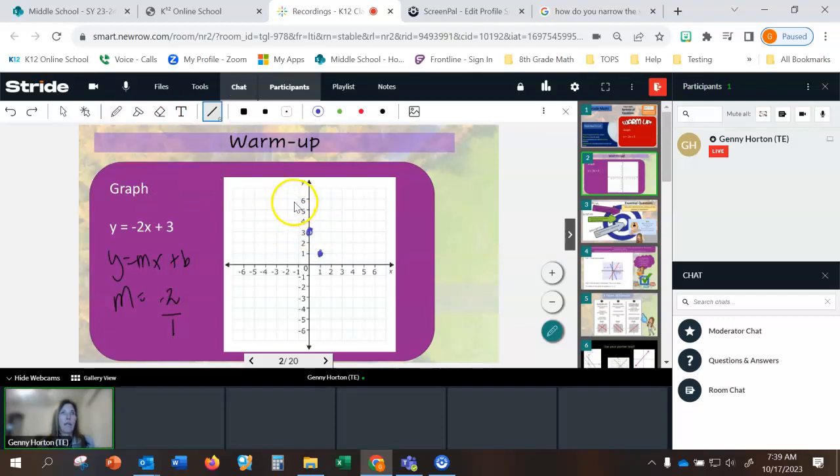You could extend it past and go through. Trying to draw it as best as I can. So there's the graph of that linear equation. Hopefully you remember that and that makes sense. All right, let's go ahead and look at the next part.